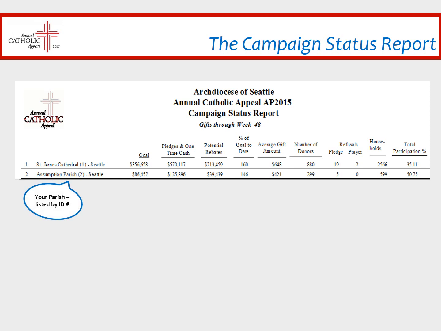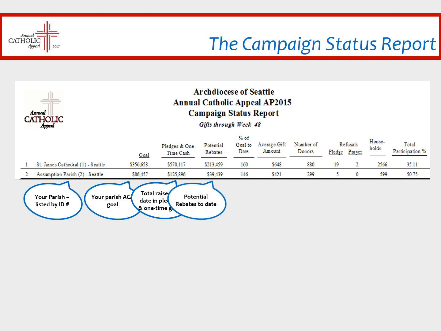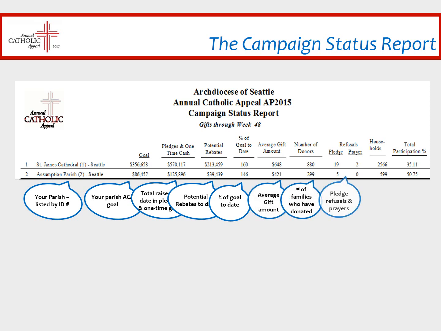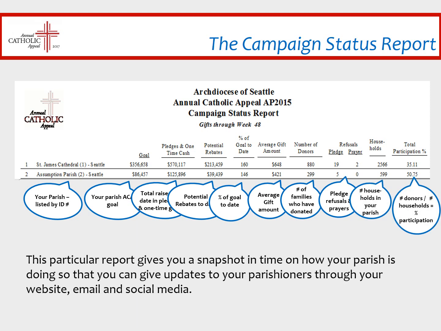The first is your parish name listed by ID number. Then you have your parish ACA goal for the year, total raised to date in pledges and one-time gifts, potential rebates to date, percent of goal to date, your average gift amount, number of families who've donated, pledge refusals and prayers, number of households in your parish, and the number of donors divided by the number of households, which gives you your total participation percent. So this particular report gives you a snapshot in time on how your parish is doing so that you can give updates to your parishioners through your website, email, and social media.